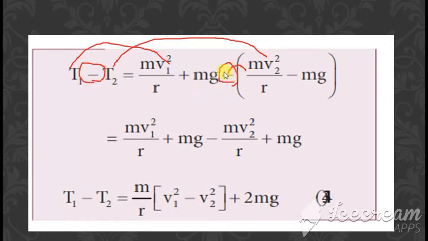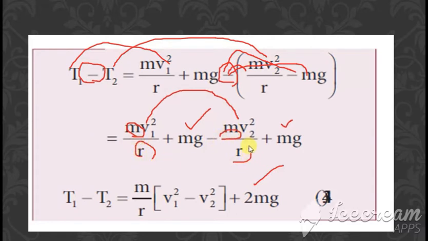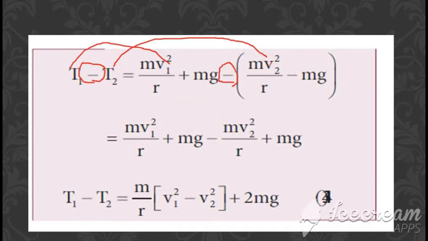Clear? Now multiply with the minus inside. Okay, so we get minus m v2 square by r, and this minus into this minus becomes plus, so it is plus m into g. Okay, now add these two terms, so plus mg plus mg becomes 2m into g. Okay, and in these two terms we are going to take the common term outside. So the common terms here are m and also r. So these two are common. Okay, so we are taking m by r outside, and the remaining terms are v1 square minus v2 square. So we are writing it as m by r into v1 square minus v2 square plus 2m into g.